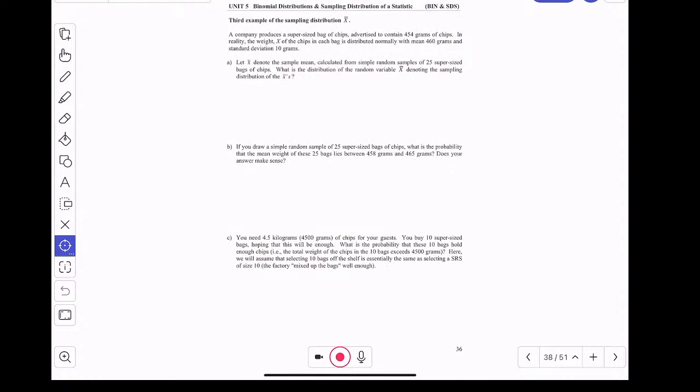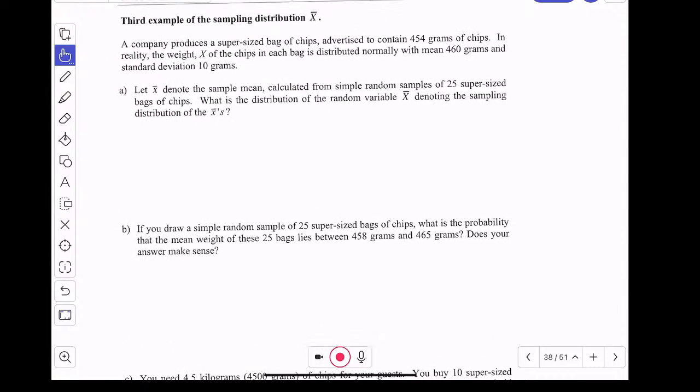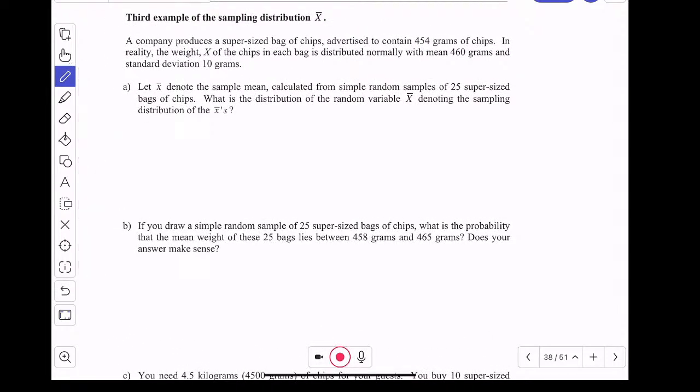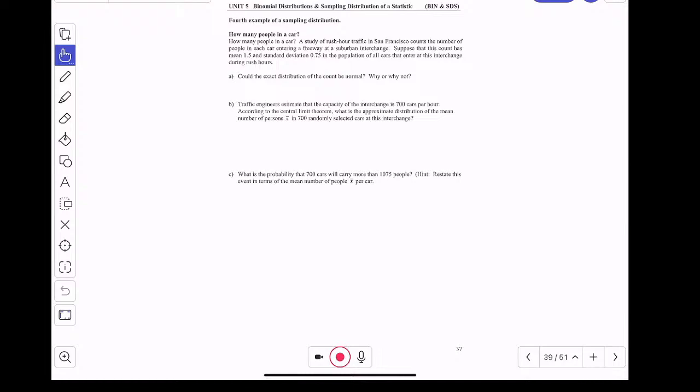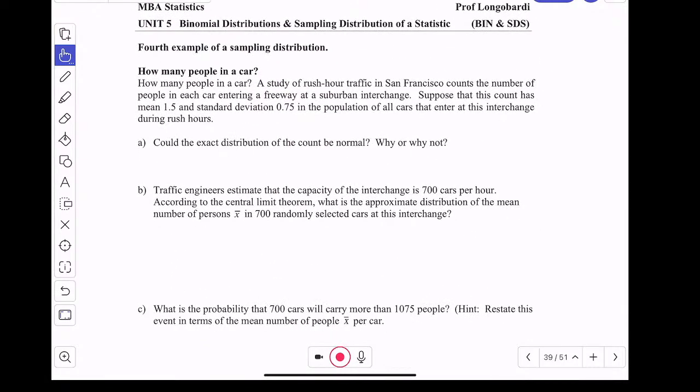I'm going to ask you to try this one yourself. The answer is there. You can let me know if you need help, but I really want to work on the fourth one. So let me give you 5 minutes to try this one without looking at the answer, and then I'll help you with it.